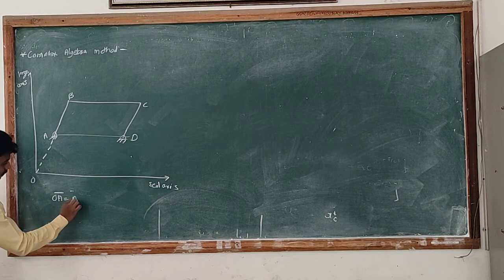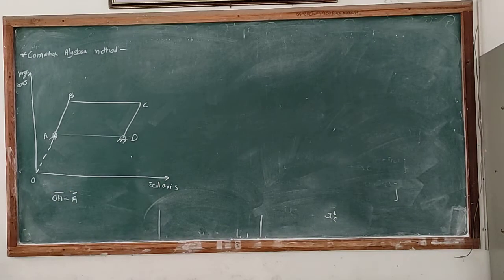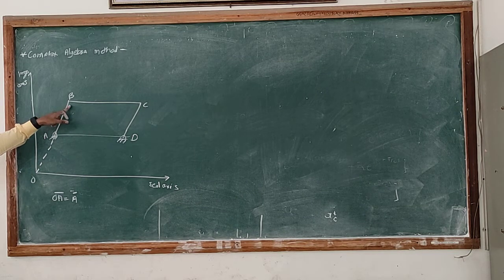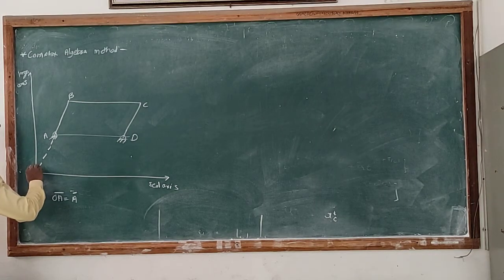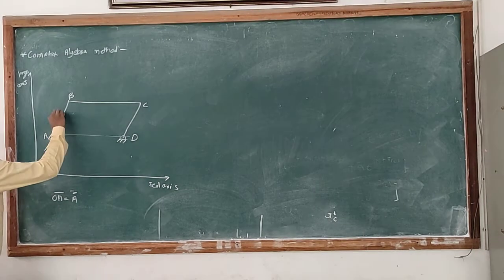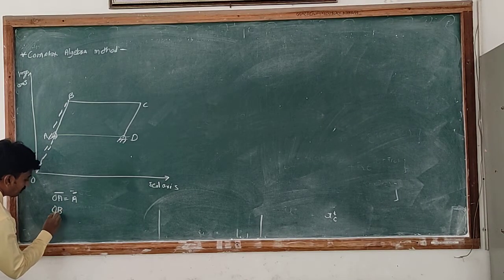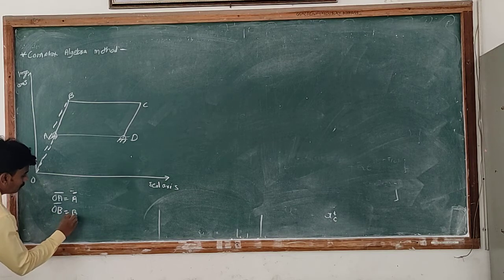OA bar is equal to A bar. Now I want to represent this point B with respect to origin. So first of all I will join it. So OB bar is equal to B bar.